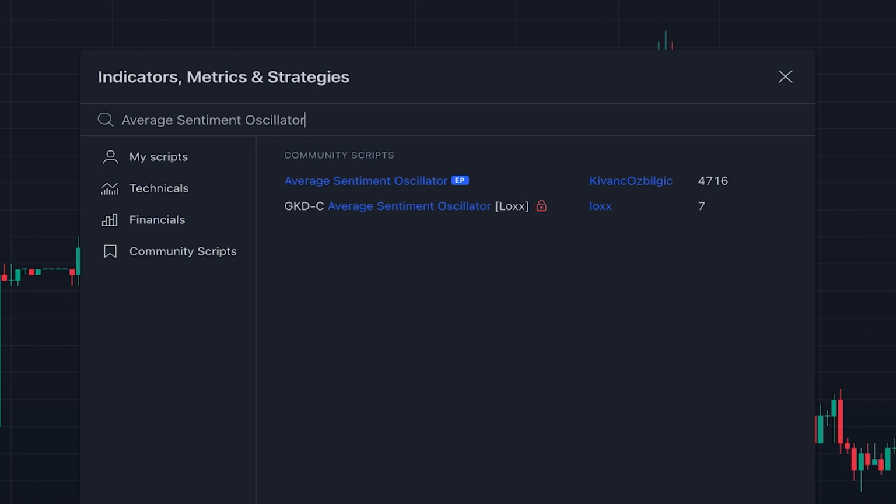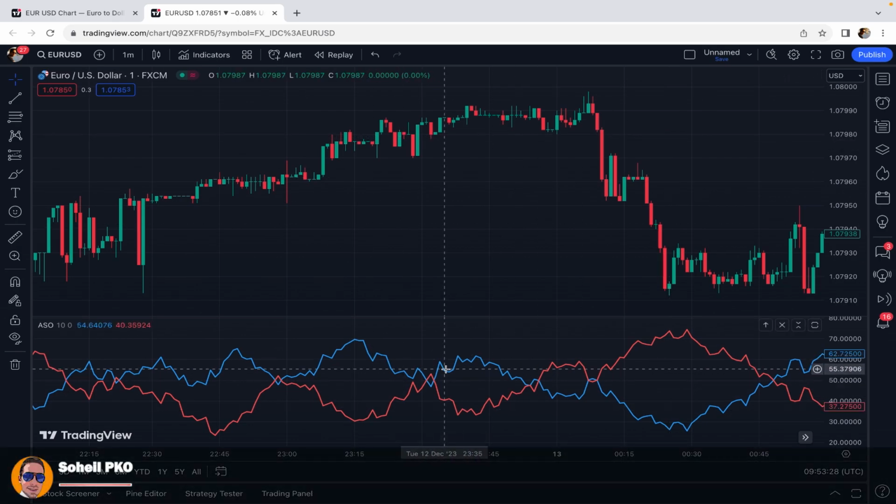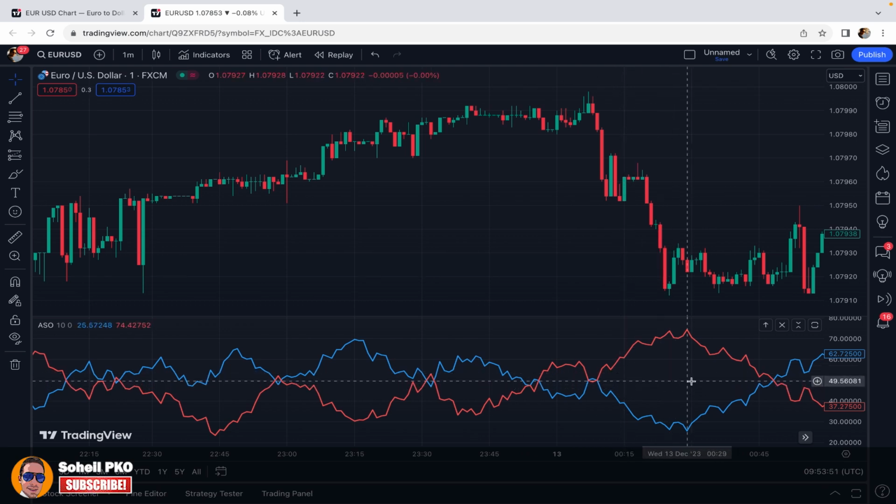Alright, to add this wonderful indicator to our chart, here we click on indicators and we search average sentiment oscillator. This one, which is an editor specs indicator and written by someone named Kivong Ozbilgik, if I'm pronouncing his name correctly. Alright, this is the indicator, and as you can see, it's added here below the chart. It's actually an oscillator, and you can see that these red and blue lines are moving above and below the center line, which is 50.